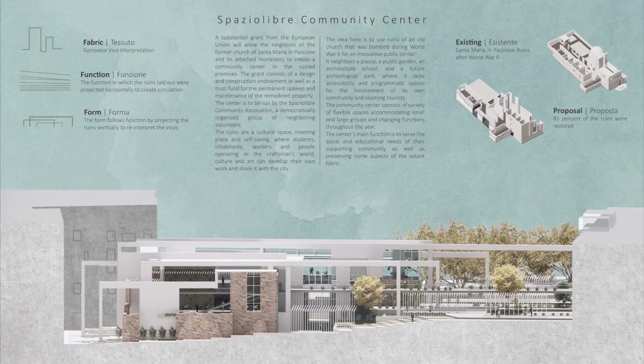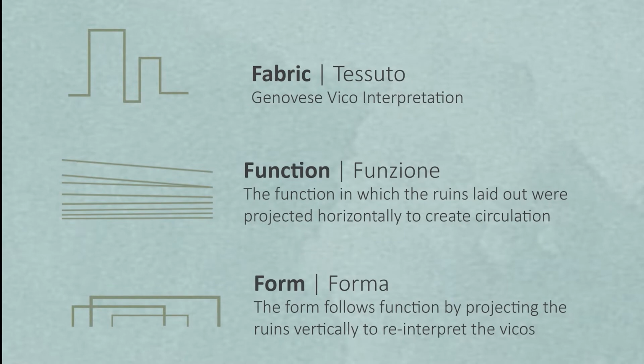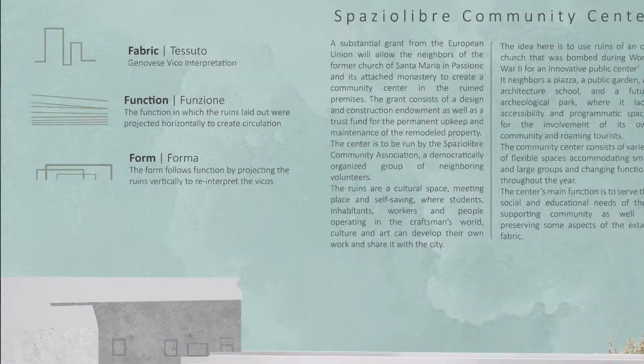the building. Our proposal is an interpretation of the Genovese fabric where form follows function. The community center consists of a variety of flexible spaces accommodating small and large groups throughout the year. Some of the main functional spaces are the gallery, auditorium, library, and a cafe space with one or more water features. The function in which the ruins were laid out was projected horizontally to create a circulation in the space. The form follows function by projecting the ruins vertically to reinterpret the Genovese vicus.